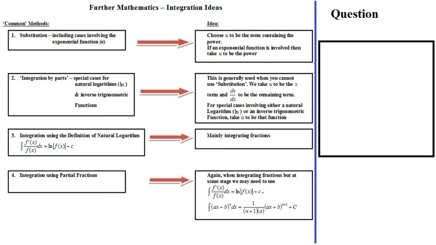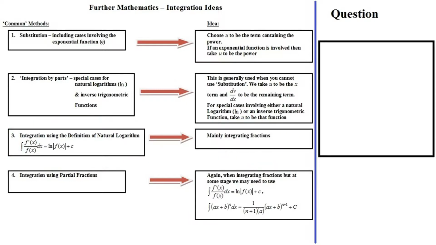Okay. The third method that we've seen is the integration using the f primed over f results. So remember the result, whenever you integrate a function of the form f primed x over f of x, the result being ln of the modulus of f of x plus c. Okay, now we use this result to integrate fractions.